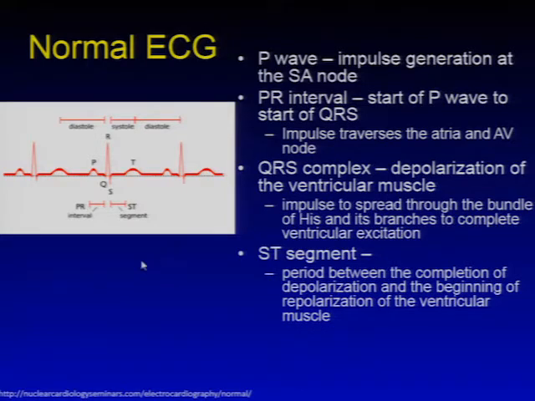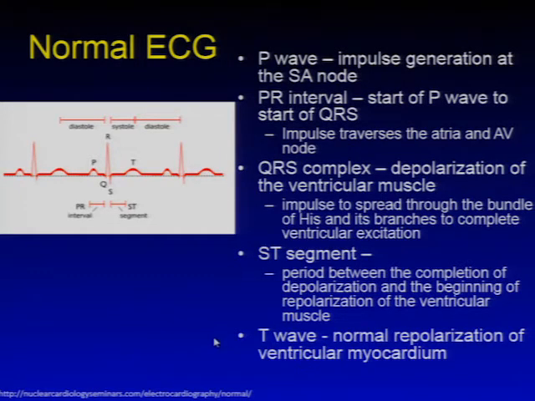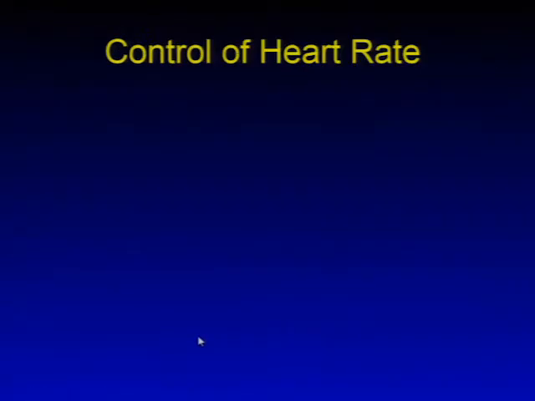The ST segment, again, is the period between completion of depolarization and the beginning of repolarization. And a T wave represents normal repolarization of the ventricular myocardium and the onset of diastole.